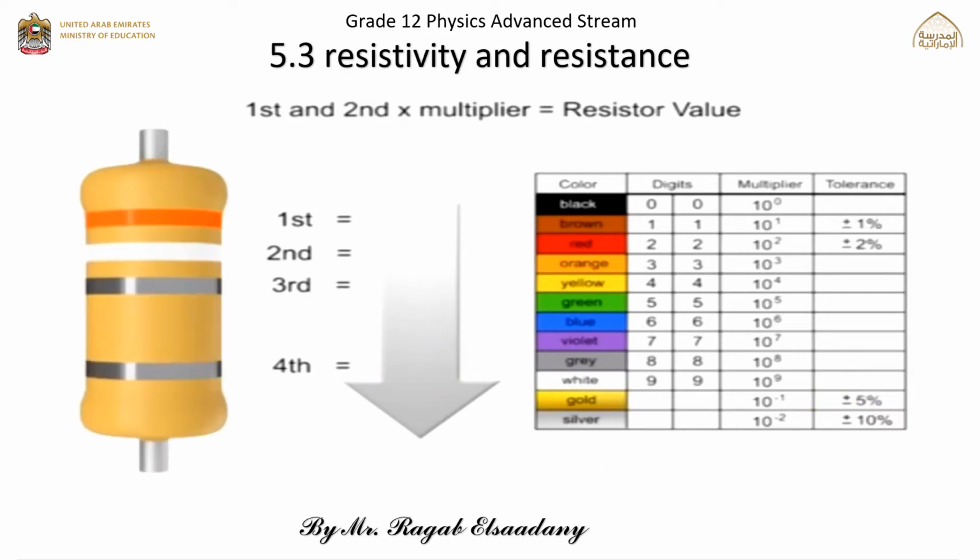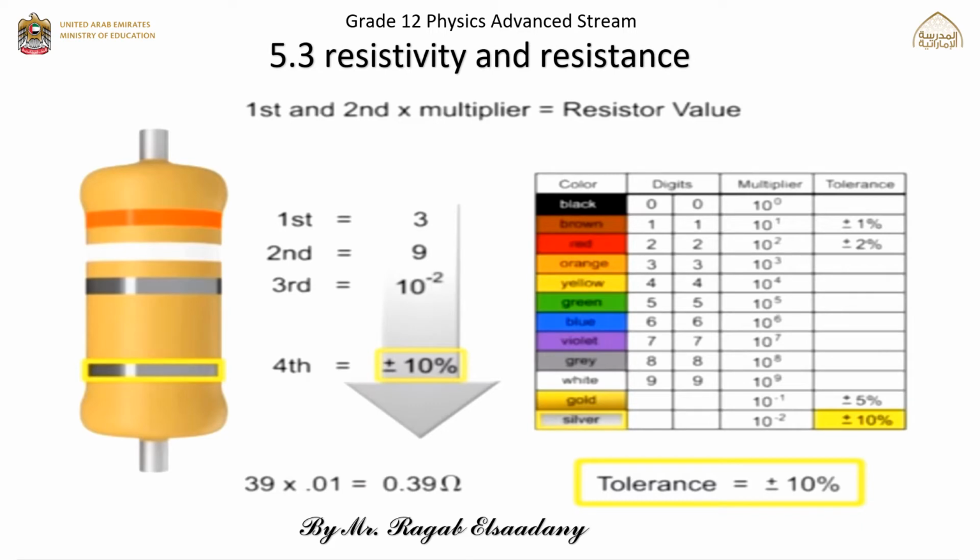In this example, the first band is orange, so the first digit is 3. The second band is white, so the second digit is 9. The third band is silver, so we multiply the first two numbers by 10 to the negative 2 power, or 0.01. In this instance, we would take the 39 and move the decimal point 2 places to the left, resulting in the value 0.39 ohms. Thus, the value of this resistor is 0.39 ohms, with a tolerance of plus or minus 10%.